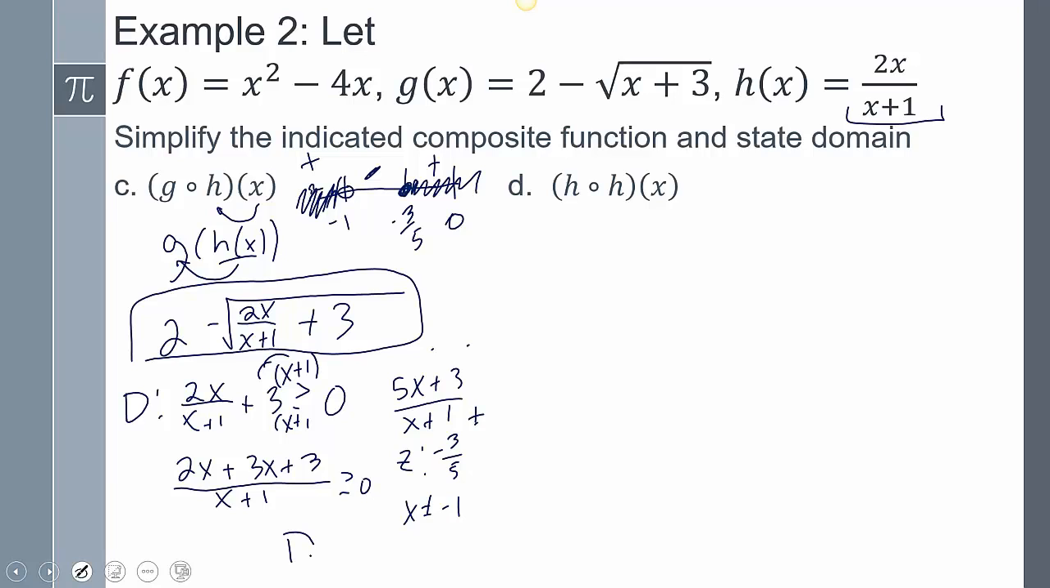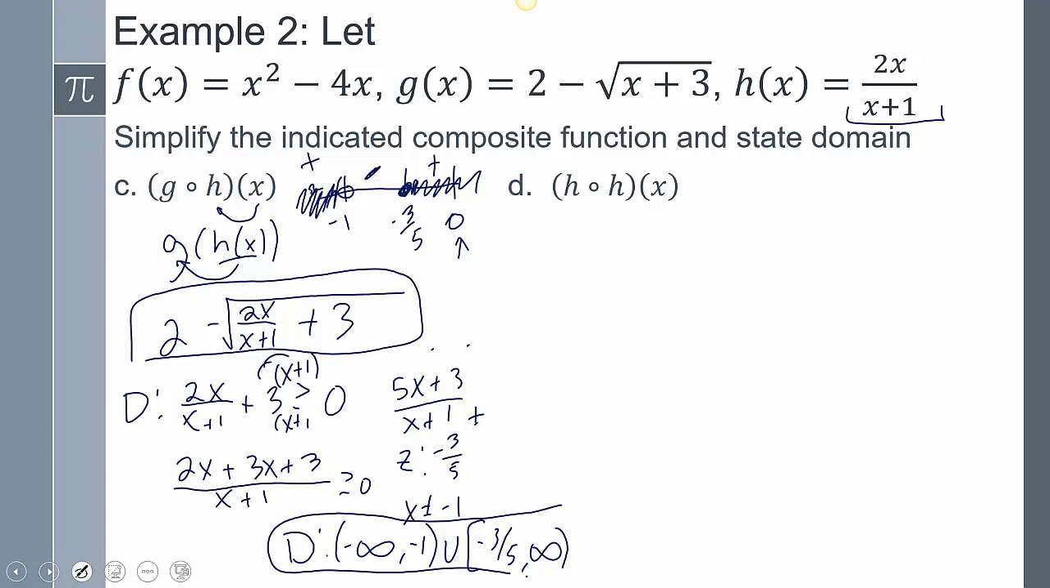So my domain is going to be from -infinity to -1, union, and then from negative 3/5 all the way to positive infinity. Now just remember that 0 was just a marker because I was trying to show you that 0 is on that side of negative 3/5. And so there's my domain. So I have my composition and my domain.